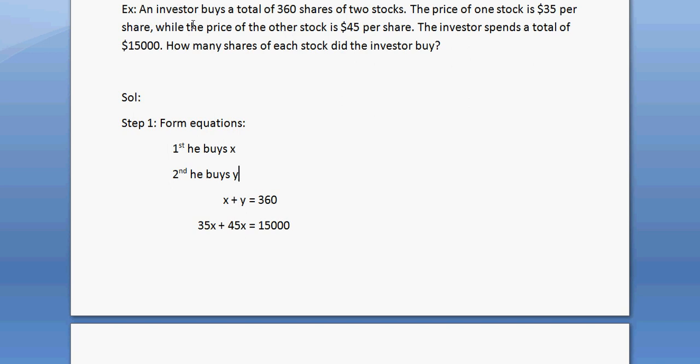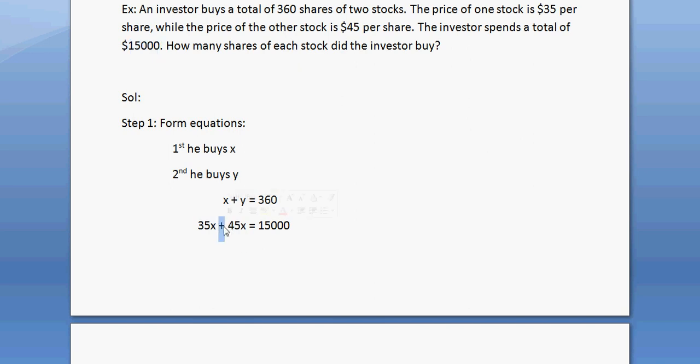Now can we form equations? Yes, we definitely can. An investor buys a total of 360 shares of these 2 stocks. So there are only 2 stocks and the sum of these 2 is 360: X shares of the first type and Y shares of the second type. The price of one stock is 35. So let's say the price of the first stock is 35. The total money spent on the first stock would be 35 into the number of shares, which is 35x. The total money spent on the second stock is 45y, and the total money which he spent on both of these stocks is 15,000.